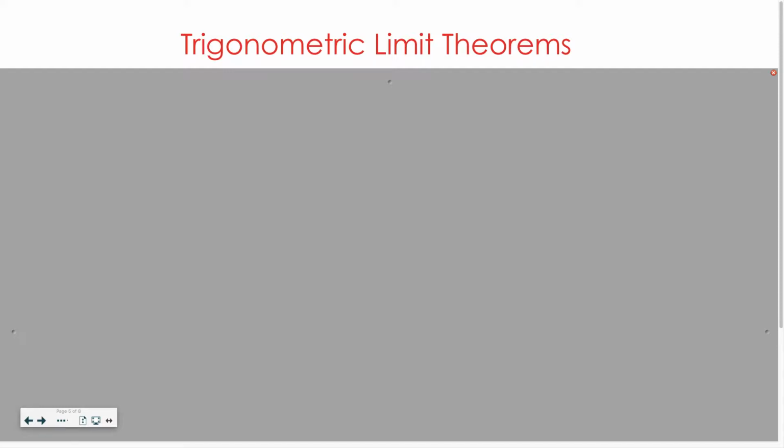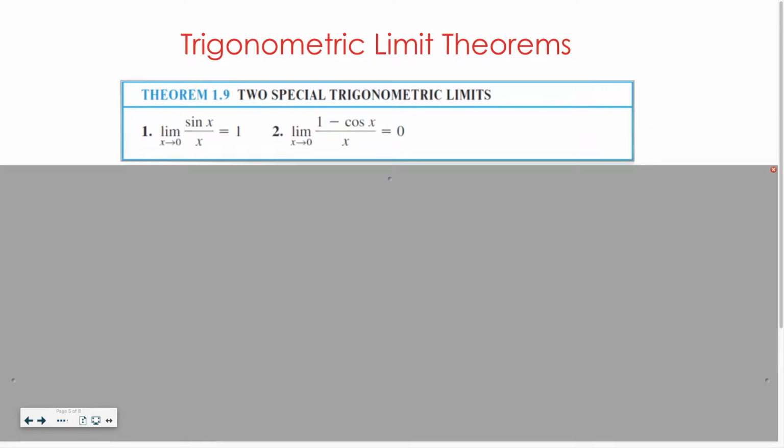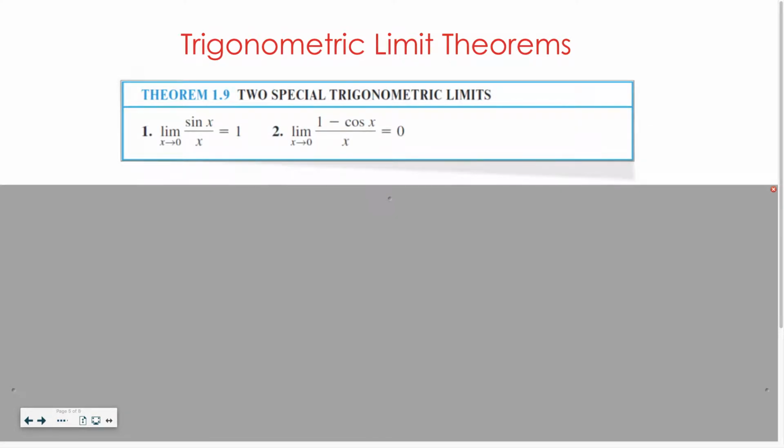There are also two special trig limits. The limit as x approaches 0 of sine of x over x equals 1. And the limit as x approaches 0 of 1 minus cosine x over x equals 0. Write them down. Memorize them so that you can use them.